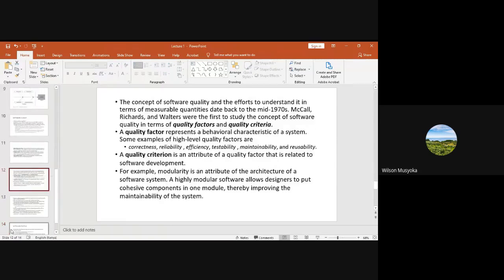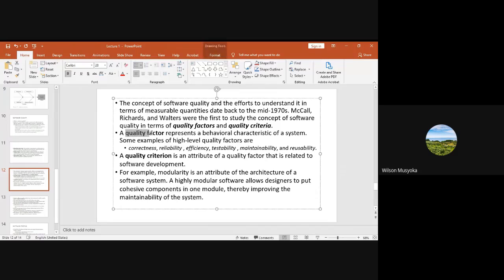So the concept of software quality is normally summarized in two areas. One of them is what we call the quality factor, and the other one is the quality criterion. McCall, Richards, and Walters were the first to study this concept of software quality.